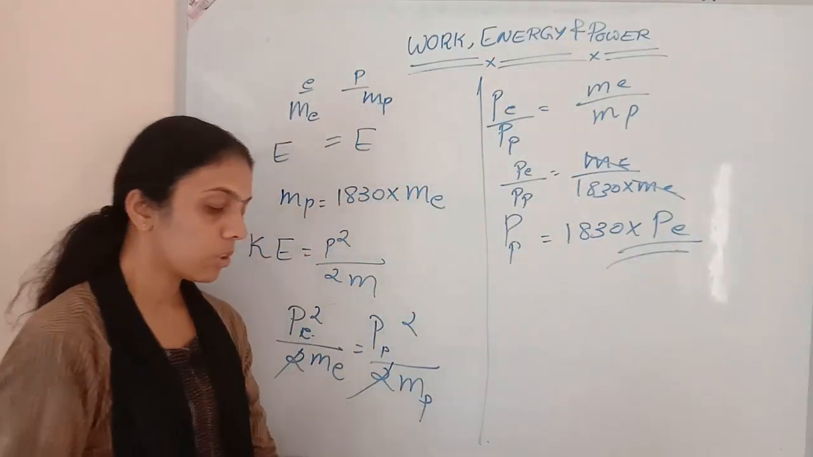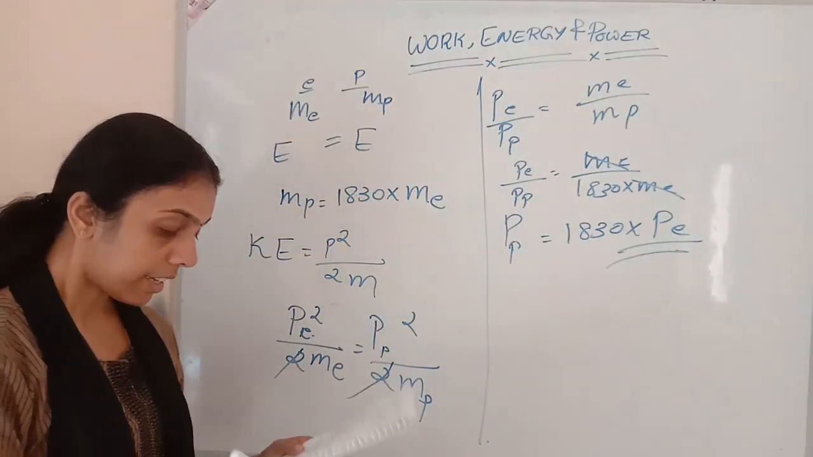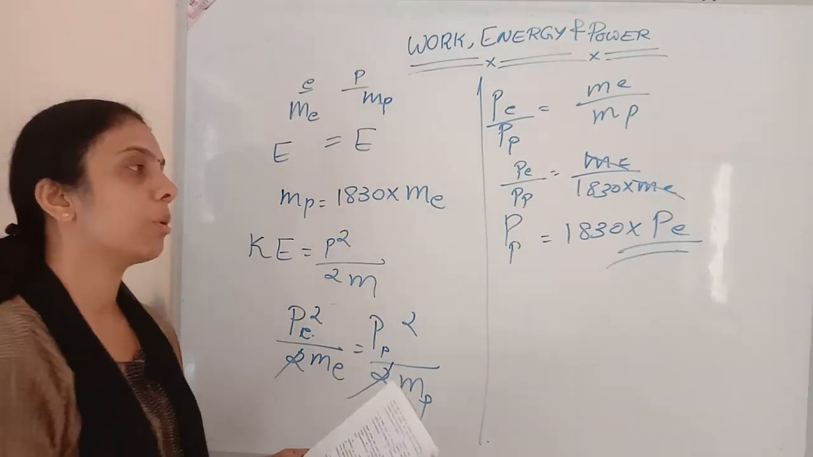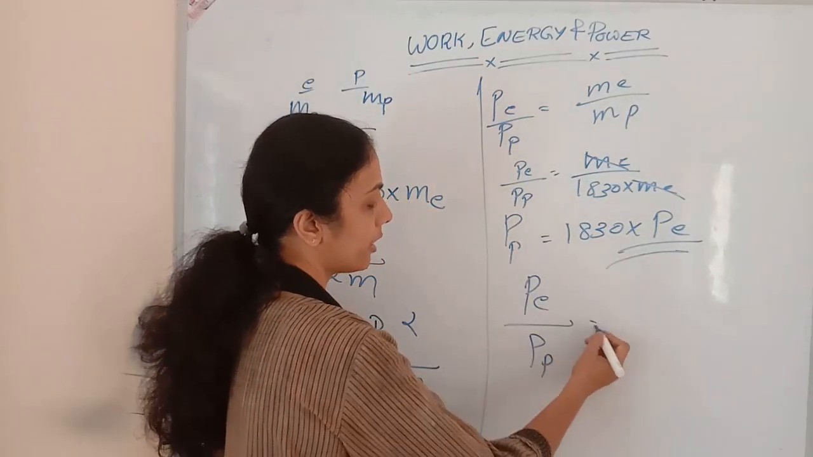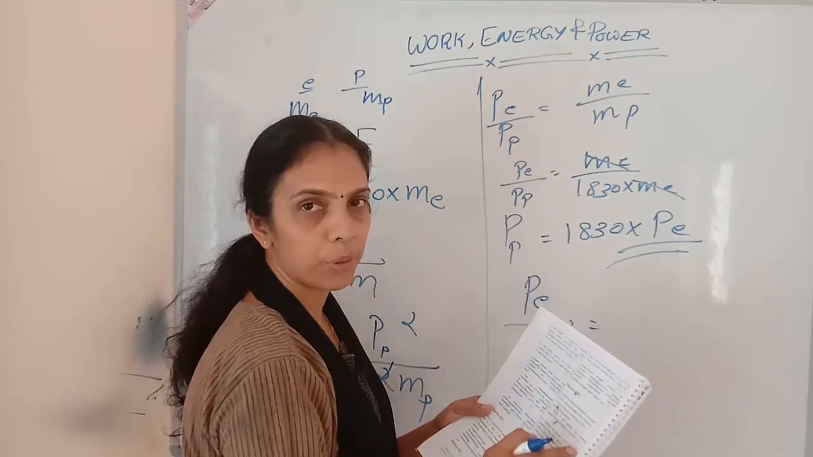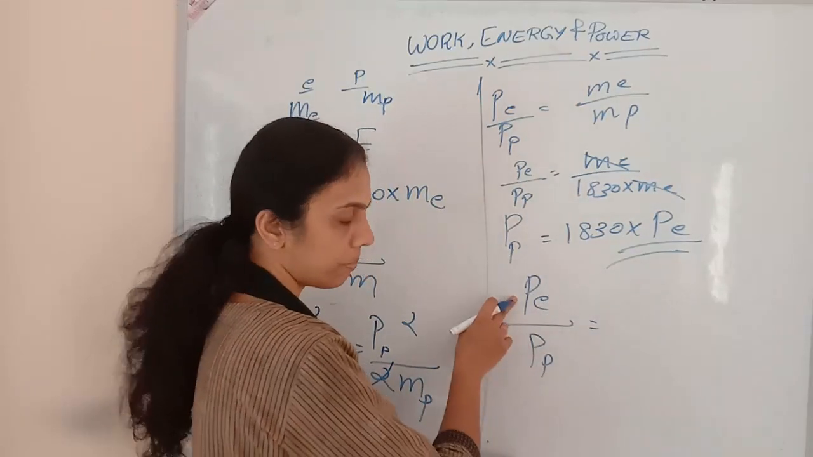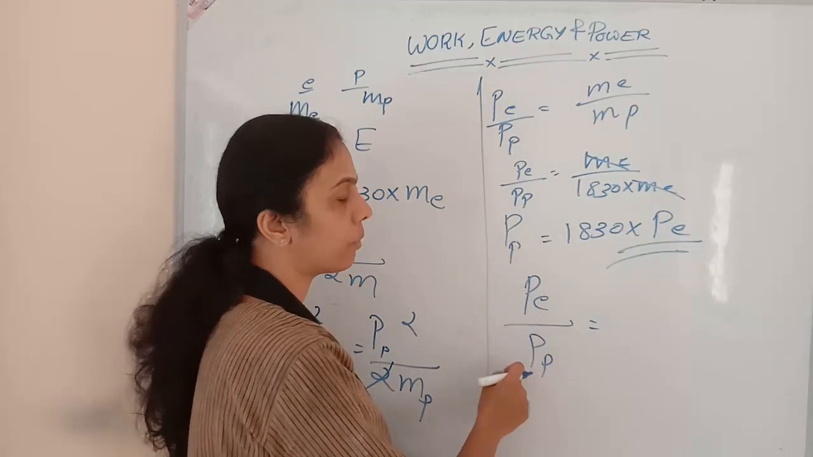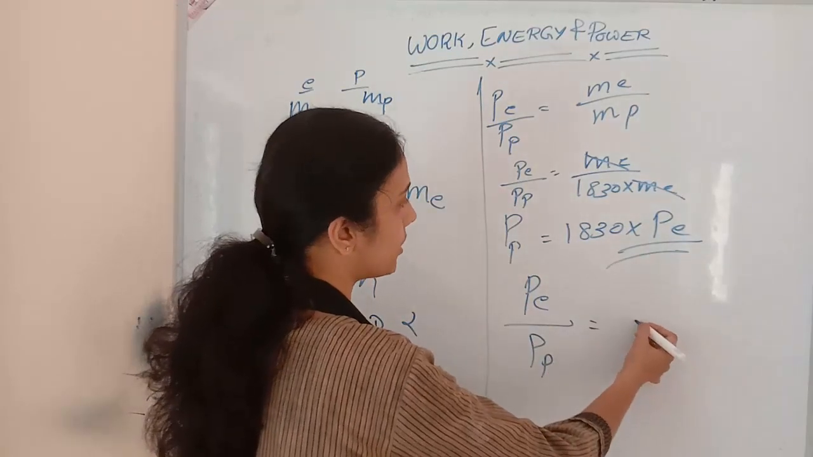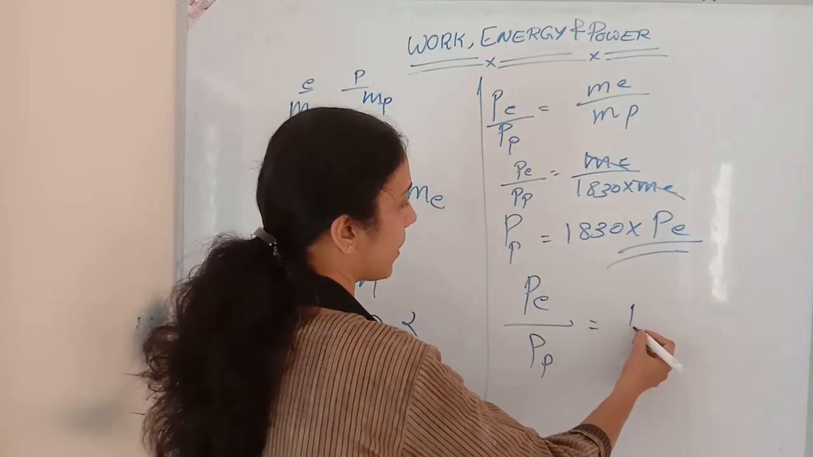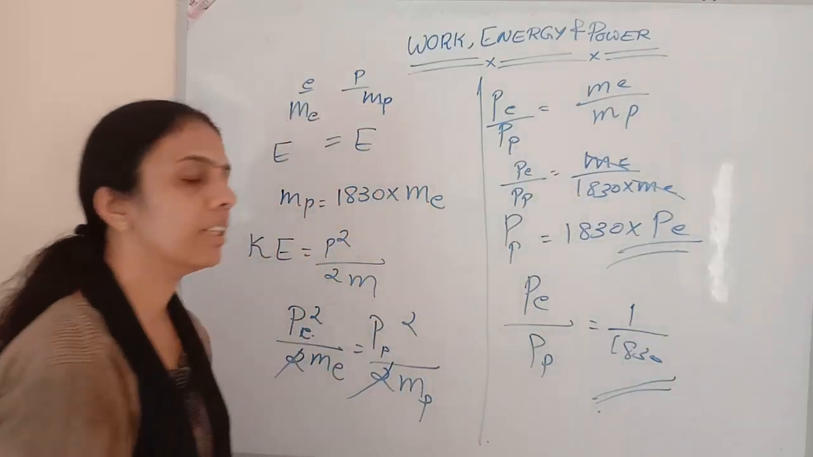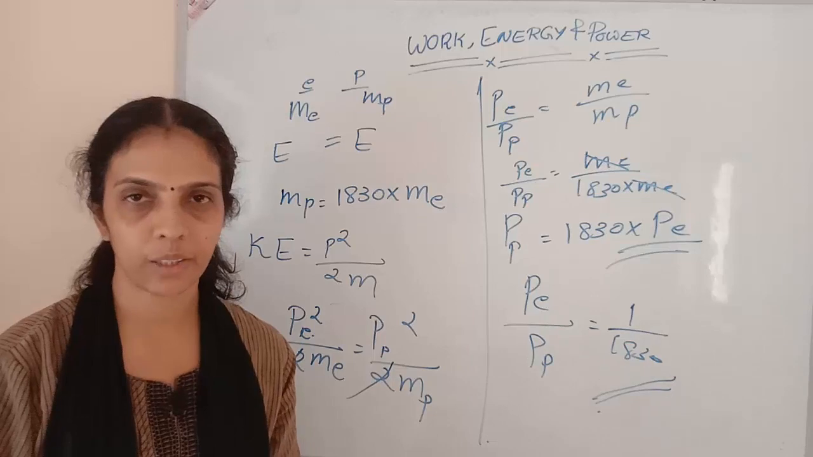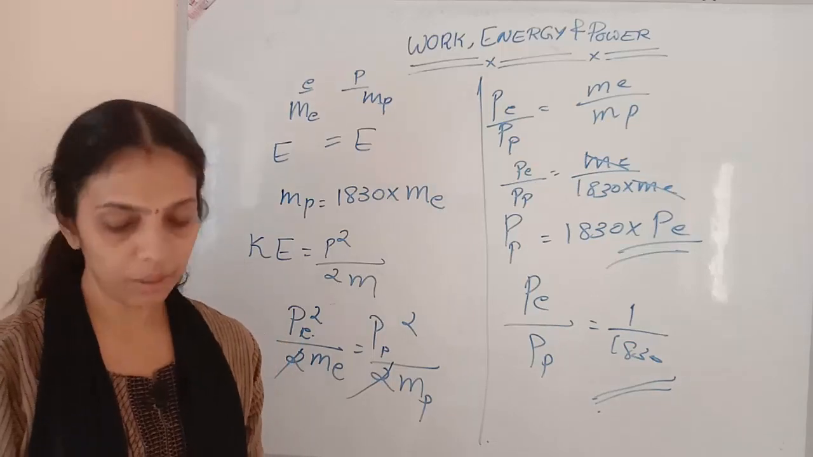Okay, here the question asks to find the ratio of their linear momenta. So Pe divided by Pp. In the question, electron and proton are given. So the momentum of the electron by the momentum of the proton will be equal to 1 divided by 1830, or 1 is to 1830 will be the ratio of their momenta.